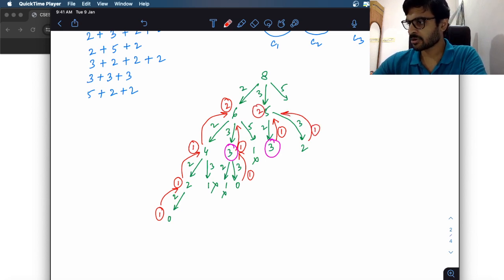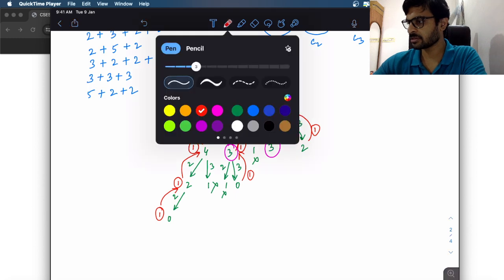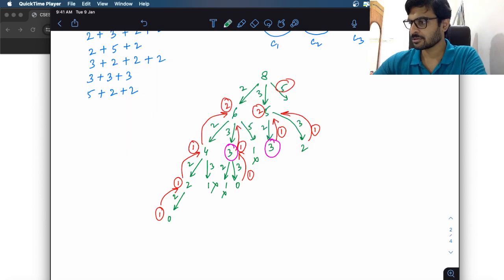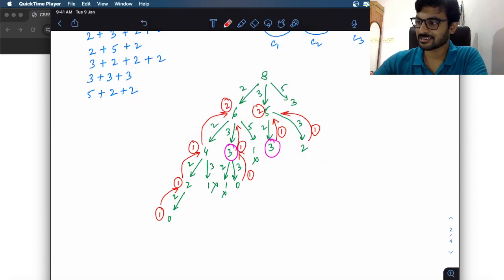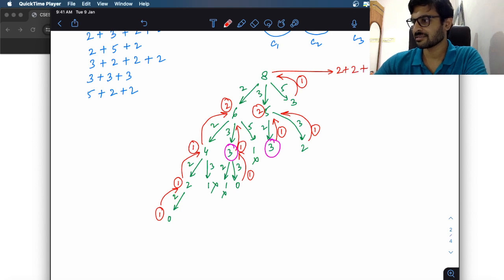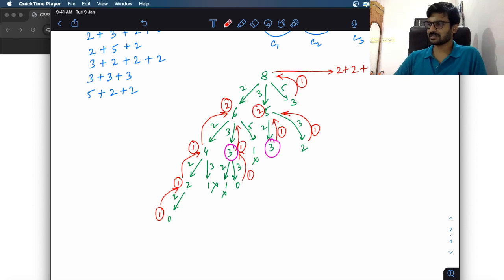Now if I subtract 5 from 8, I remain with 3. And for 3 I know the answer. The answer is 1. So I'll pass back 1 from there. And hence I get 2 plus 2 plus 1. Is there some issue?